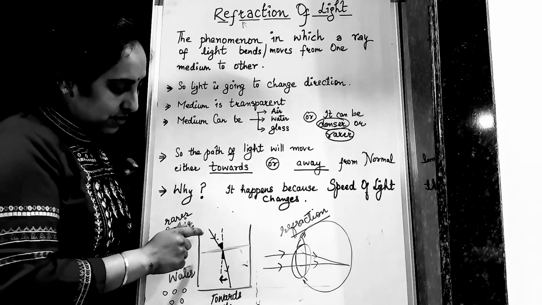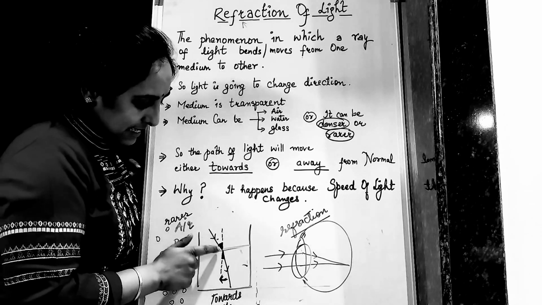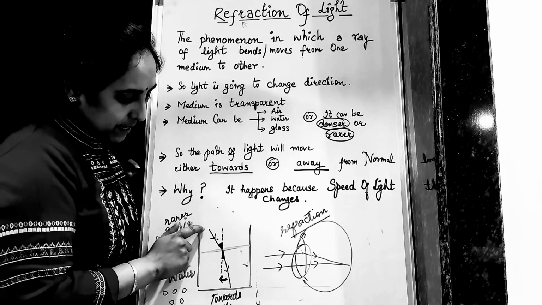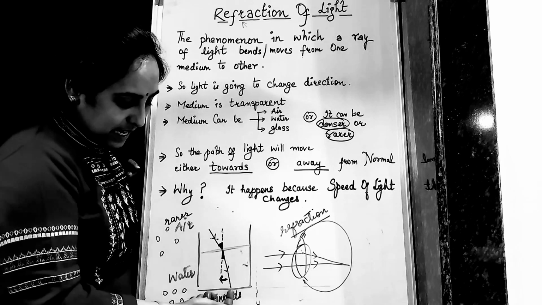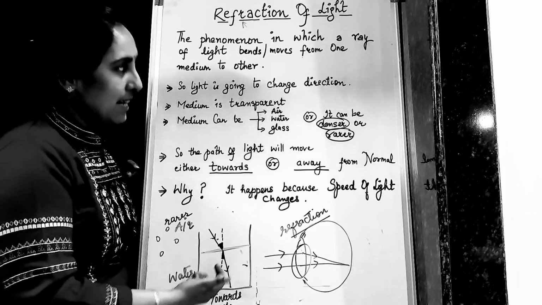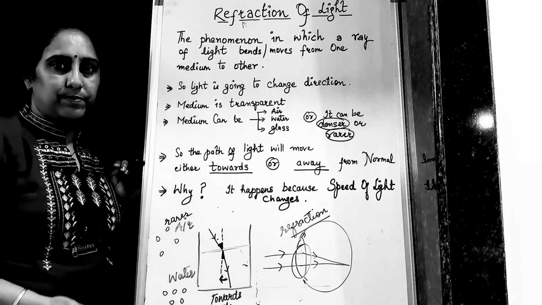So I have taken a ray diagram like this. The light is entering. One medium is air, the other is water. It will bend towards the normal, and this bending of light is called refraction.